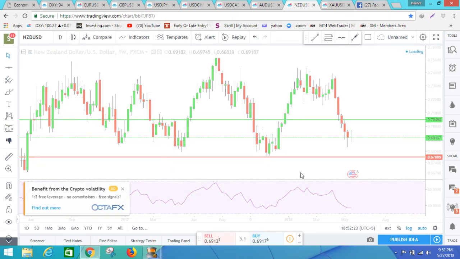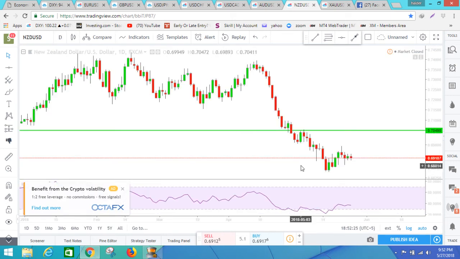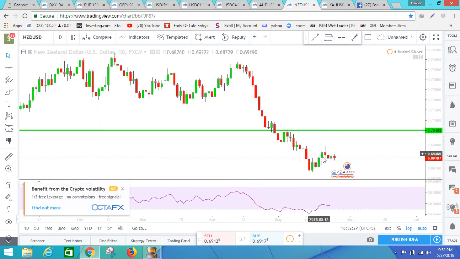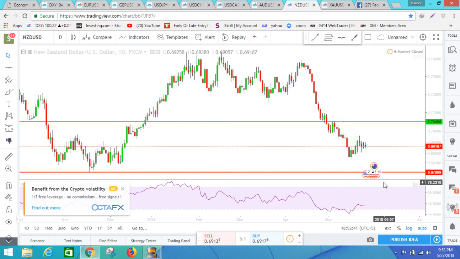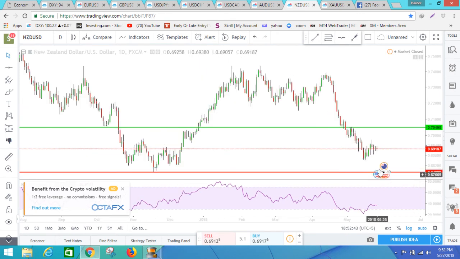Here's the daily time frame for New Zealand USD, and here you can see it's in a kind of indecisive mode. One day it goes up, the other day it comes down, but overall it's very weak, and still there's a gap and it can fill that gap. I will be waiting to long from 0.6780.